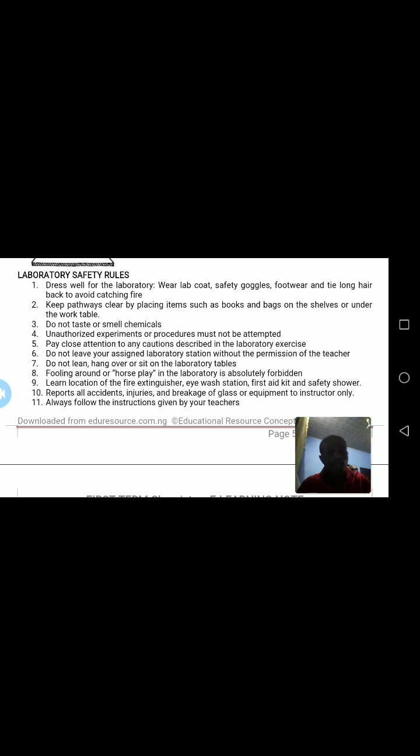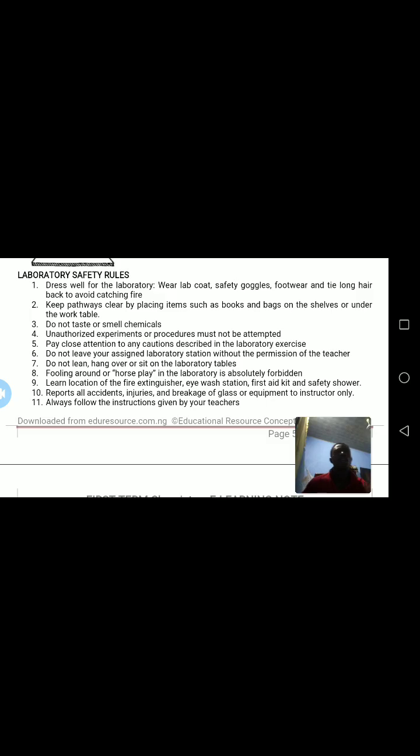Number five, pay close attention to any caution described in the laboratory exercise. Pay close attention to any caution, to any warning. There are some chemicals where they will write: warning, don't touch with your bare hands. Warning, only an expert should hold it. Warning, keep out of reach of children. Warning, don't take it outside. There are rules and regulations specified on each of the chemicals. So follow them carefully and pay keen attention in order not to make mistakes.